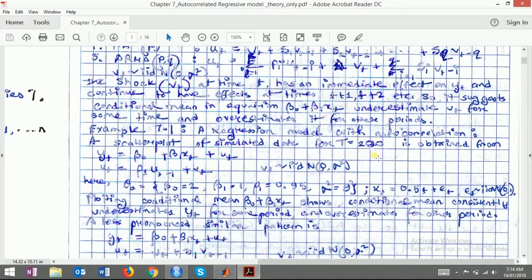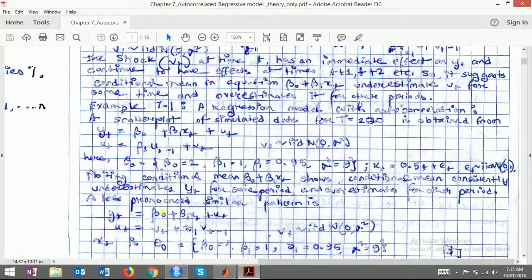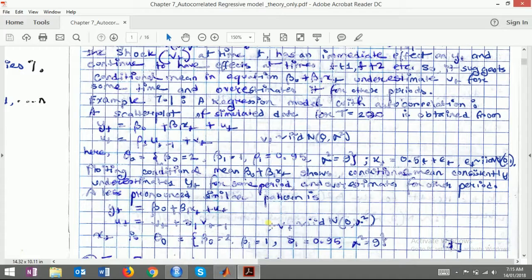So a scatter plot of simulated data for T equals 200 is obtained from Yt equals beta naught plus beta 1 xt plus Ut, where Ut follows an autocorrelation function, which is an AR(1) autoregressive function: Ut equals rho 1 Ut minus 1 plus Vt. Vt is IID with zero mean and sigma square variance. Theta naught is given: beta naught equals 2, beta 1 equals 1, rho 1 equals 0.95, sigma square variance is equal to 9, so that means sigma is equal to 3.